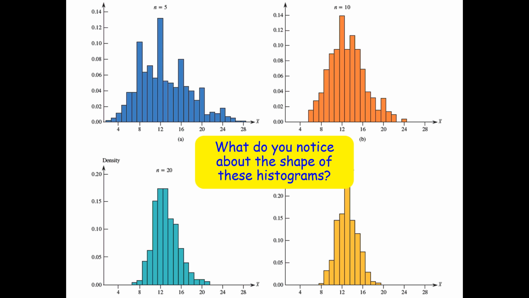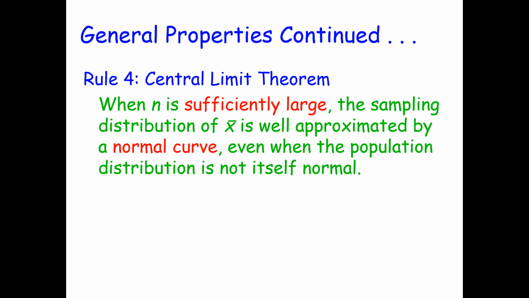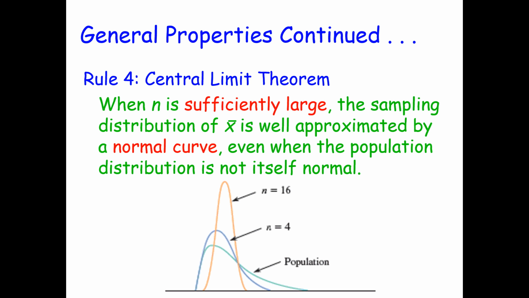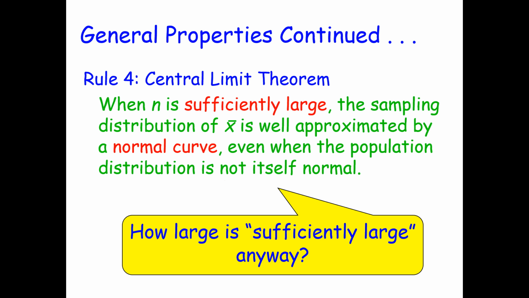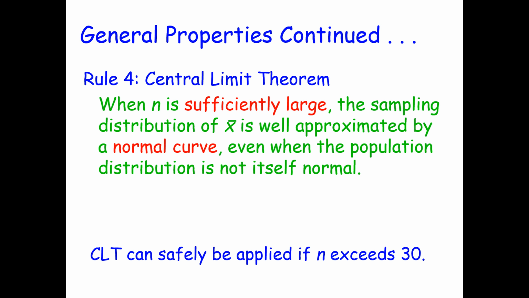This example leads us to our fourth rule on the central limit theorem. When n is sufficiently large, the sampling distribution of the sample mean is well approximated by a normal curve, even when the population distribution is not itself normal, as we see here. So then we ask ourselves this question: how large is sufficiently large? The central limit theorem can be safely applied as long as our sample size exceeds 30.